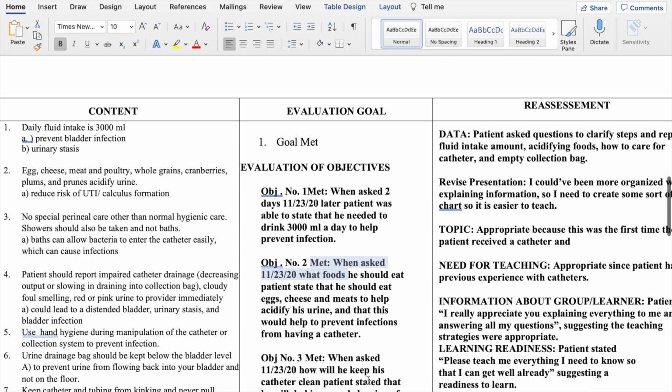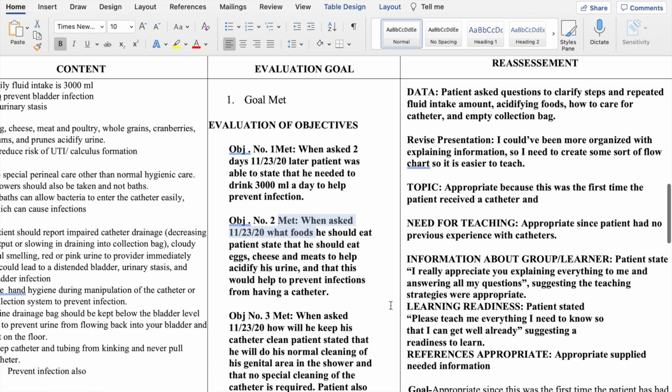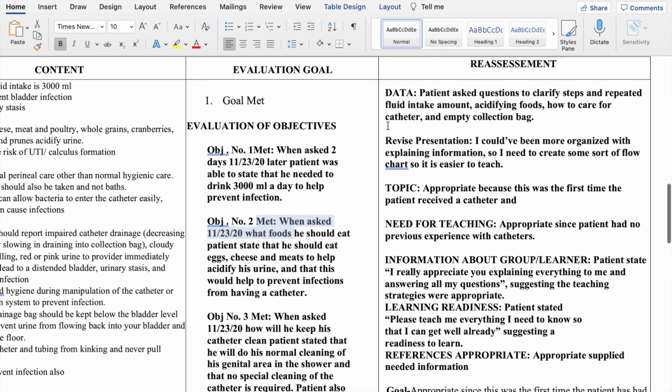And then lastly, for the reassessment, this one has quite a bit of sections, but you put data. So you put like new data about your patient. So you will put patient asks questions to clarify steps and repeated fluid intake, amount, acidifying foods, how to care for catheter, and empty collection bag. So you, in your data section, you really just put what happened when you taught him and after, when you tried to evaluate him, like the overall situation.